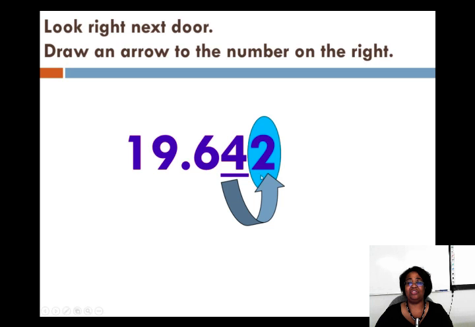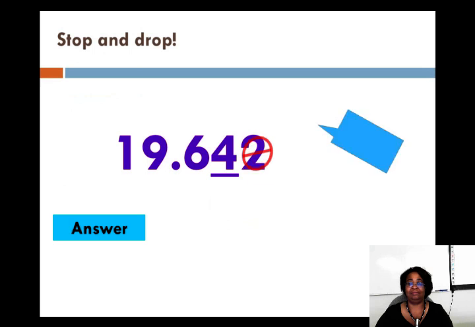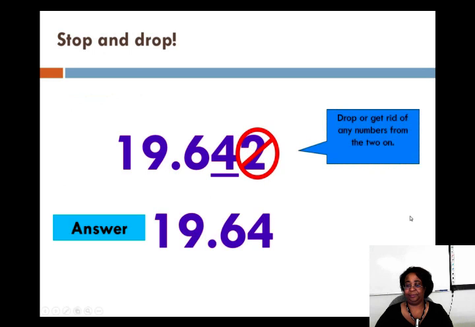Now, I have this 2 circled. I need to compare it. Is it 4 or less? Well, since 2 is 4 or less, I just ignore it. And my answer is going to be 19.64 because I drop it. I'm done. Any questions on that one?